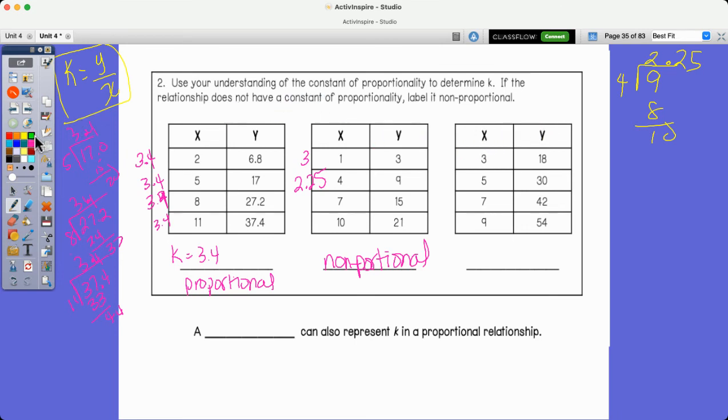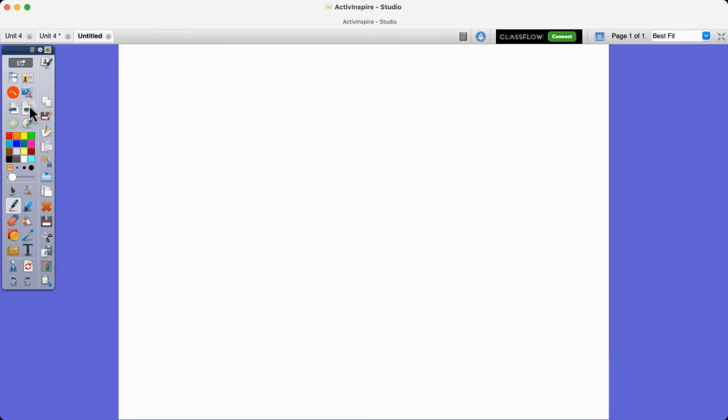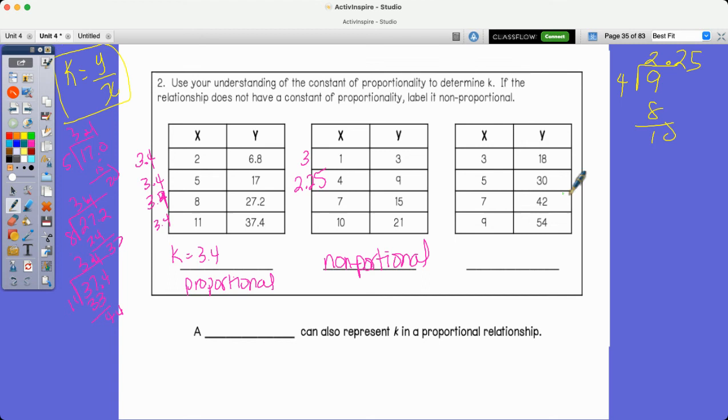How about this one over here? I'll do, ugh. Sorry, guys. I'll do this one in green. That's what I was trying to do when it got all crazy.